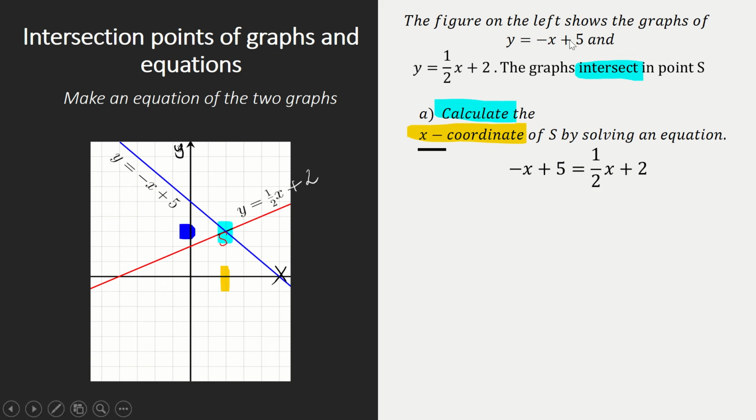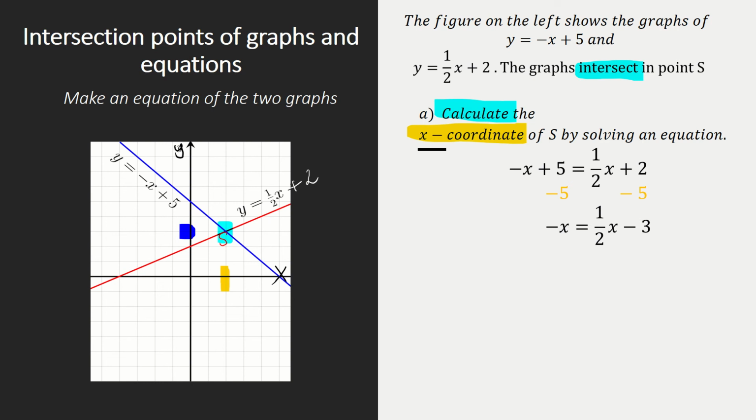So we got this graph. The formula of the graph over here is minus x plus 5. And a half x plus 2 is over here. Since those graphs are the same, we're going to make an equation of them with the equal sign. Again, we're going to solve this equation. So we want to have all the letters on the left hand side and all the numbers on the right hand side. So we first subtract 5 on both sides. So 5 minus 5 equals 0 and 2 minus 5 equals minus 3.